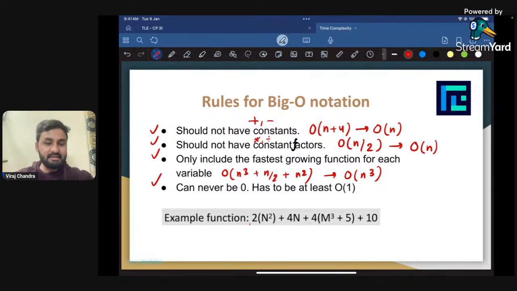This is something I could have not discussed. Time complexity can never be 0. Of course, you cannot run a logic and say, oh, this ran in 0 time complexity. That doesn't make sense. There has to be at least O of 1 time that runs, or constant time is the least amount of time any algorithm has to run in. So it has to be at least O of 1.